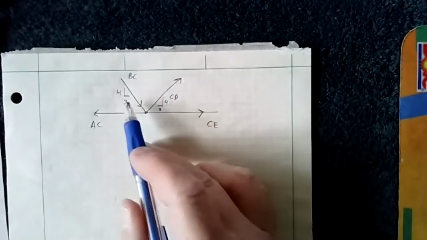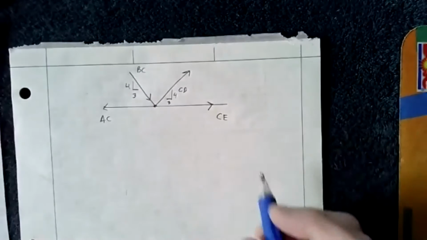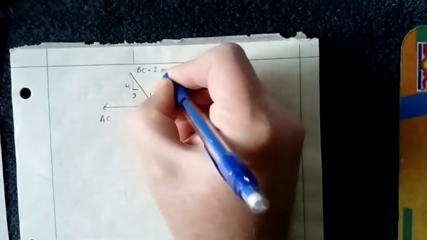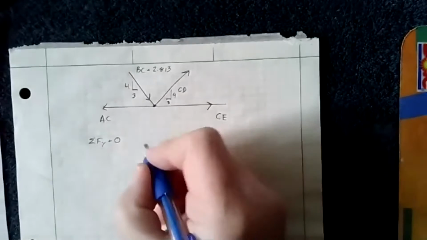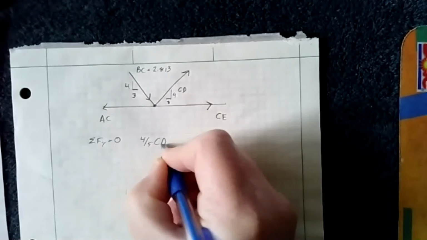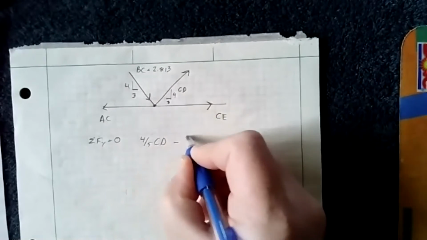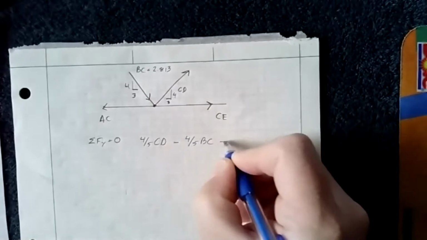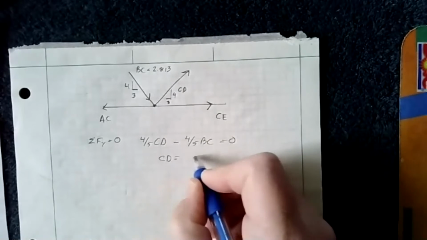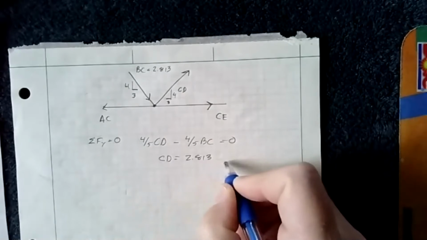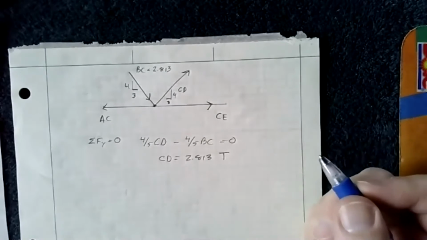So they're the same. That tells you something right there, because if these have the same proportions, and BC is equal to 2.813, then if we sum the forces in the Y to 0, we have 4/5 CD minus 4/5 BC equals 0. So essentially they're the same. Therefore CD equals 2.813, and it's also in tension because I guessed correctly.